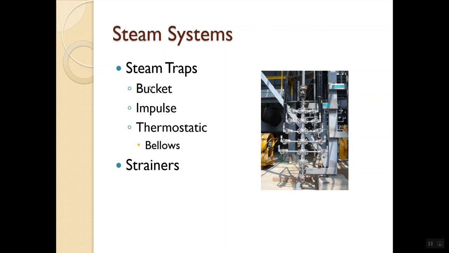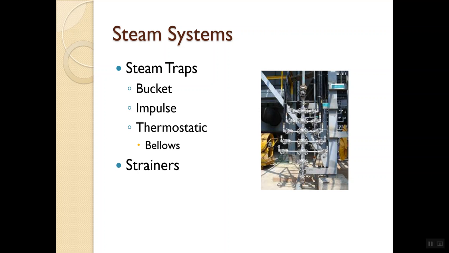These two work basically the same way. They just look a little bit different on the inside: inverted bucket or impulse, or float. As that line fills up with water, this floats up, and once it floats to the top, it releases the water, the condensate, out of the line, and then falls back down. When it falls back down, it stops the steam again. This works like a thermostat.